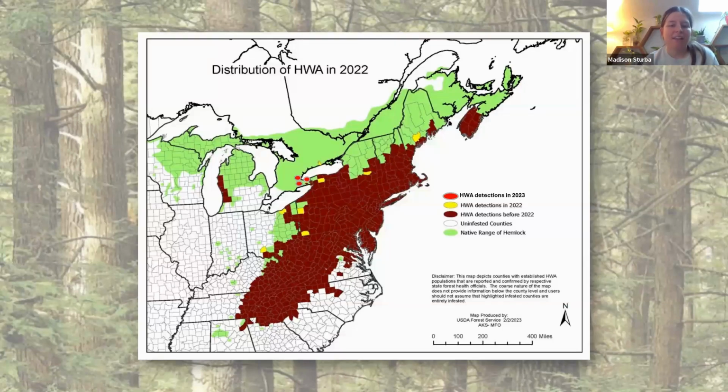This is a map comparing the native range of hemlock trees with the spread of Hemlock woolly adelgid. The green is the native range of eastern hemlock, and the burgundy color is the spread of this invasive insect. We can see that Hemlock woolly adelgid has become quite widespread in the States, spreading throughout most of its native range. In Canada, we've seen this insect in Nova Scotia and here in Ontario. It's a little bit more widespread in Nova Scotia just because it's been there for longer, but we have been finding more and more reports of it here in Ontario.